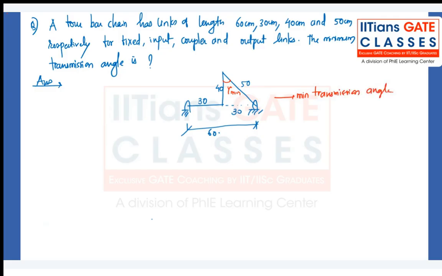How will the figure look for the maximum transmission? What is the transmission angle? Angle between the output link and the coupler, right? You want the maximum transmission angle. What you will do? You will try to pull this here. Correct. So this is my 30. This will be my 40, and this will be my 50. Something like this you will do for the gamma max. Okay. This is for the maximum transmission angle. Right?